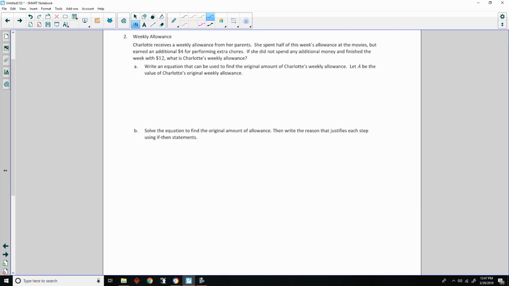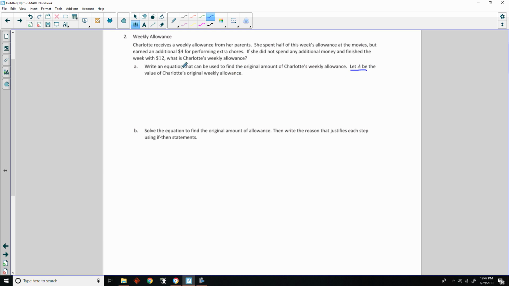Number 2, weekly allowance. Charlotte receives a weekly allowance from her parents. She spent half of this week's allowance at the movies, but earned an additional $4 for performing extra chores. If she did not spend any additional money and finished the week with $12, what is Charlotte's weekly allowance? Write an equation that can be used to find the original amount of Charlotte's weekly allowance, and let A be the value of Charlotte's original weekly allowance.